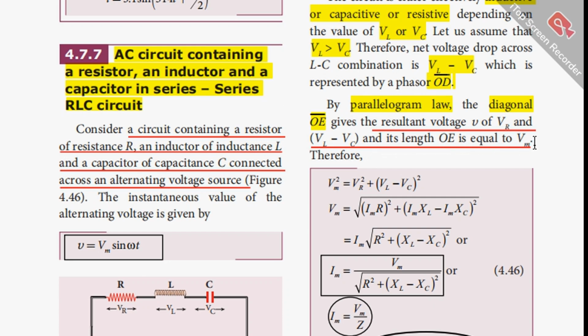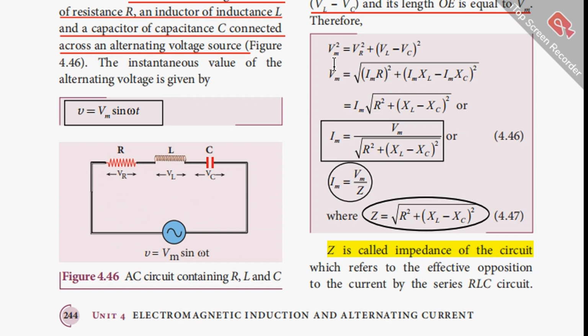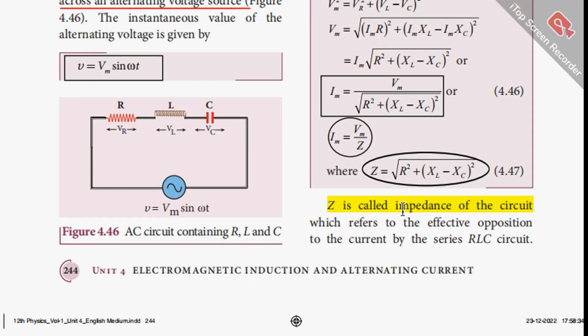That is the maximum voltage. Therefore, the square of Vm is given by the square of VR plus the square of VL minus VC. And from that expression, we get the maximum current Im equal to Vm by root of R square plus XL minus XC the whole square. That is the impedance of the circuit, denoted by the letter Z. Therefore, Im is given by Vm by Z. And this Z refers to the effective opposition to the current by the series RLC circuit.